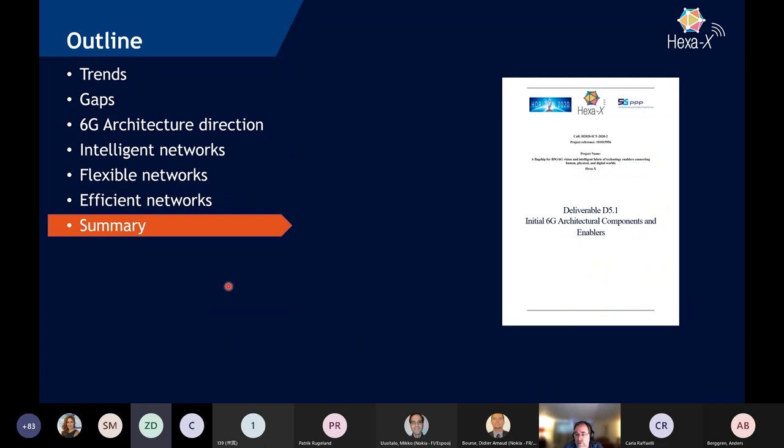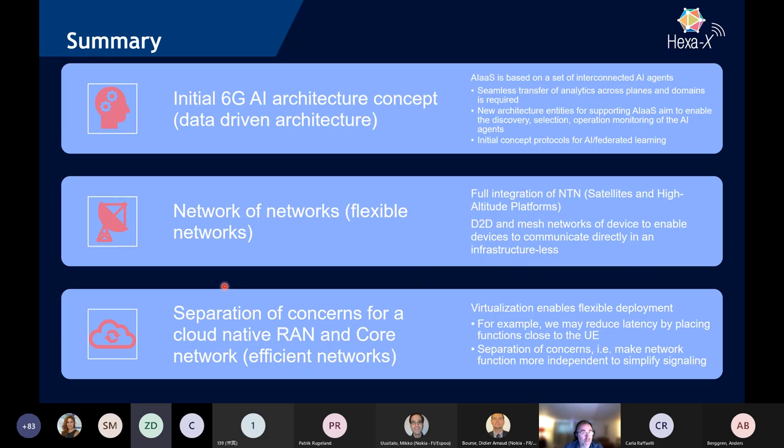Summarizing, this is the deliverable we have from end of December. So summarizing, we have a data-driven architecture. We have an initial AI architecture concept, including analytics and AI agents. We have a network of networks, looking into satellites and mesh networks and campus networks and so forth. And we have this assuming cloud RAN network, core network, and RAN and core networks. We are working towards more efficient networks.